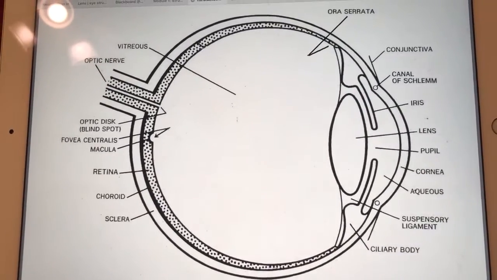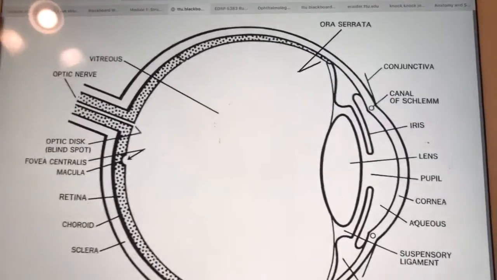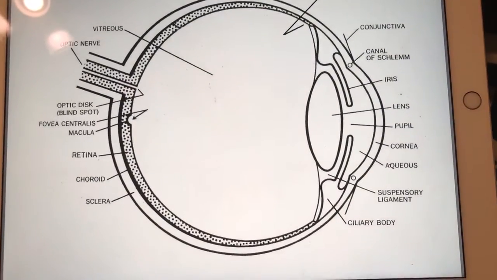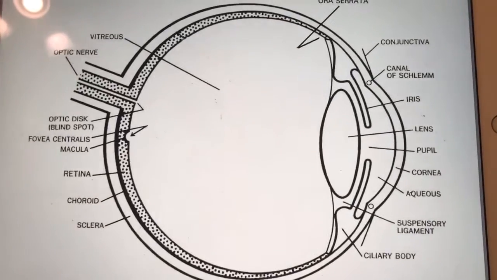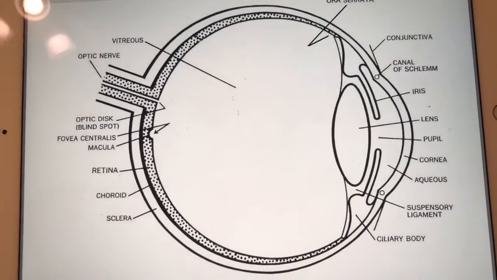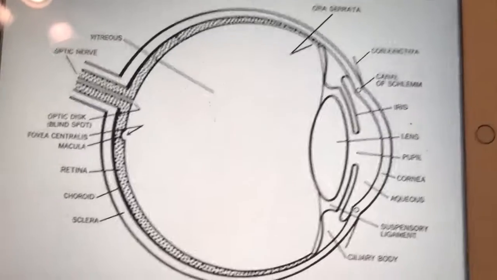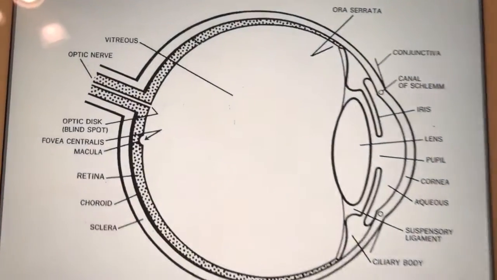Basically the iris is just the colored part, but the structure that does all the work is the lens, the retina, the optic nerves. Okay, anyway, that's it for now.